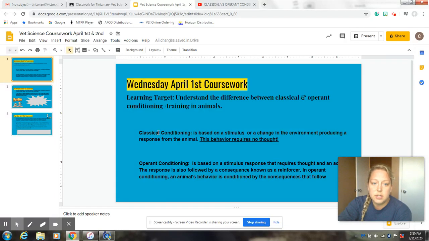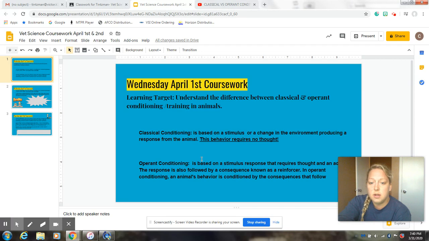There's classical conditioning, and this one is based on a stimulus or change in the environment that produces a response from the animal, but there's no thought behind it. So the animal does it without realizing that they're doing it. So an example of this is Pavlov's experiment that he did with the dogs.